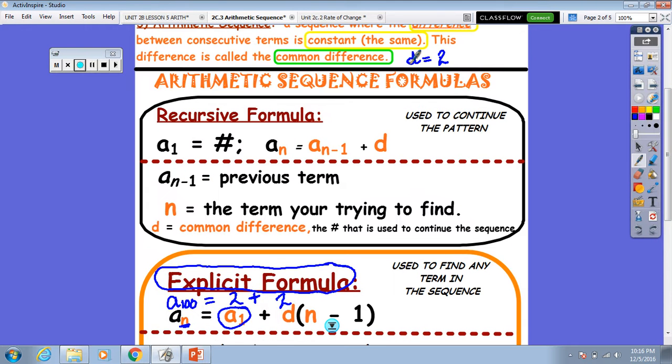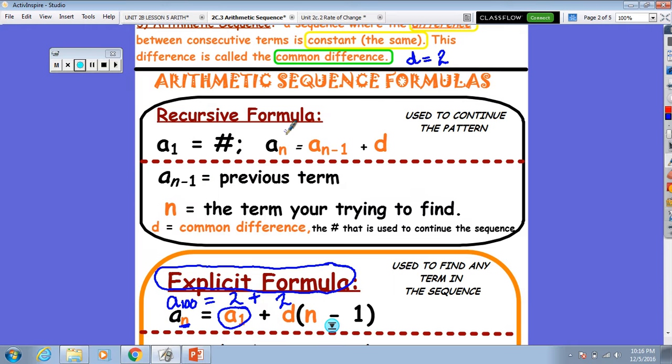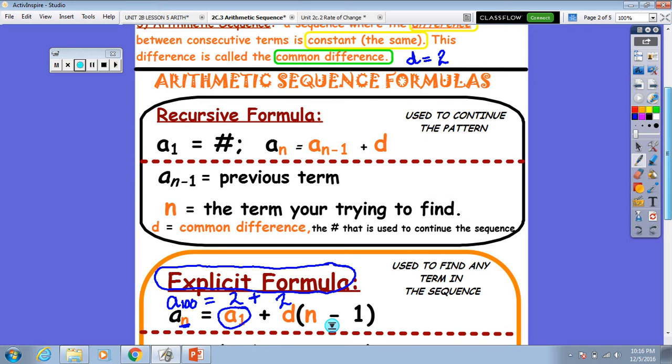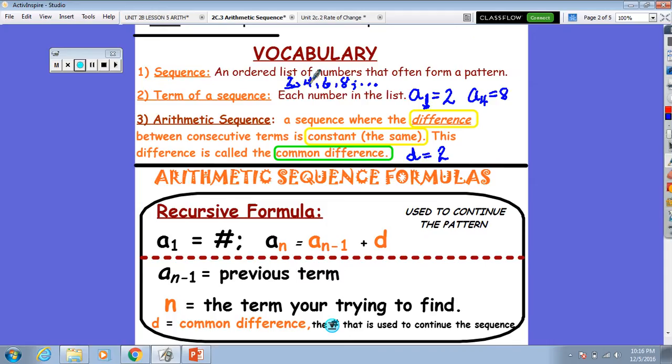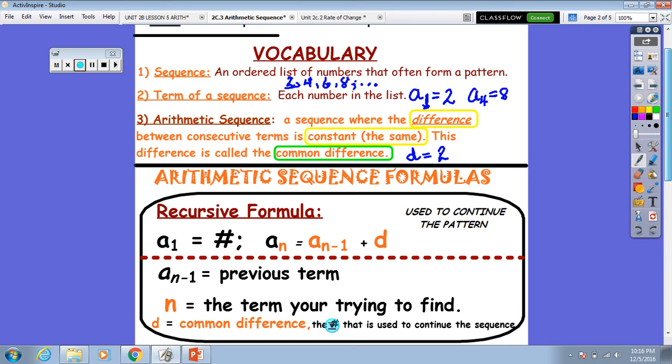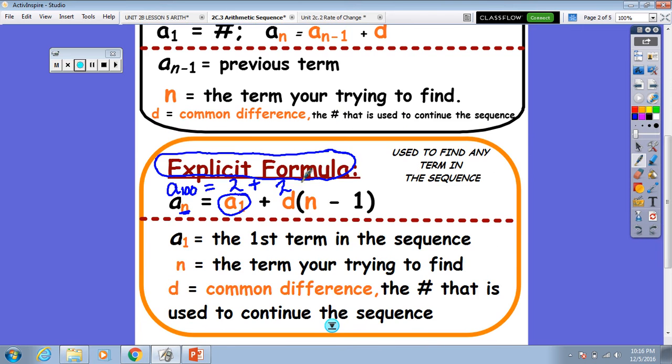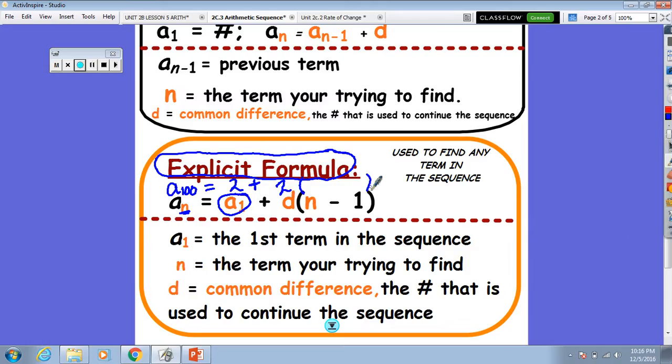So my D here was 2, and here was the pattern. If I take 2 and I add 2 to it, I get 4. If I take 4 and I add 2, I get 6. So the D is 2. Alright, and then your N here would be 100.